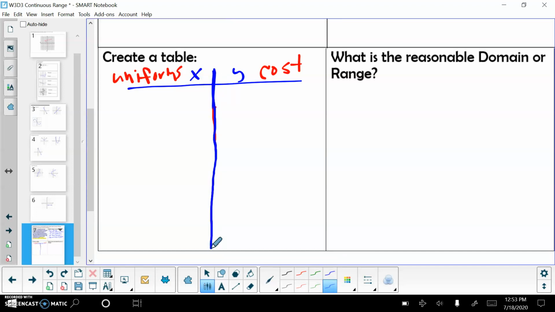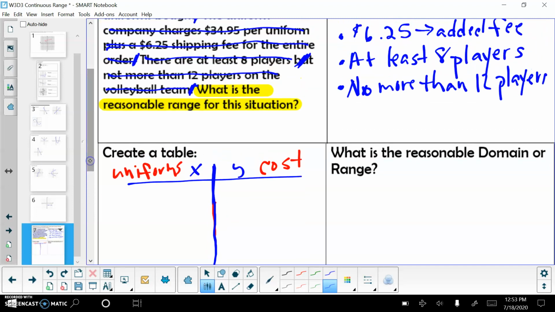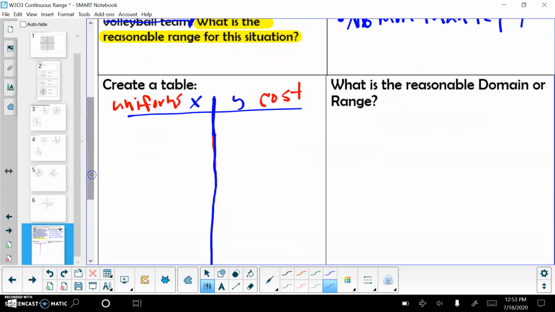Okay, so we're going to make the table. Now I know it says up here that we need 8 players to 12 players. That means 8 to 12 uniforms, but I can't just start with 8. Basically, you have to go in order. Technically speaking, you wouldn't have to order any uniform, so 0. And then what happens if you ordered 1 and 2?